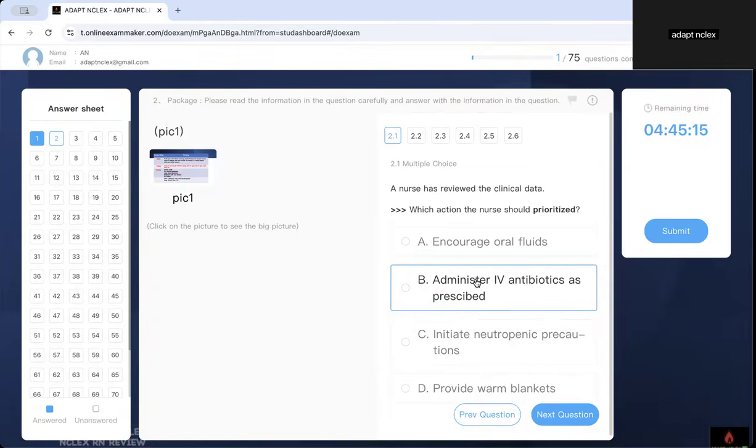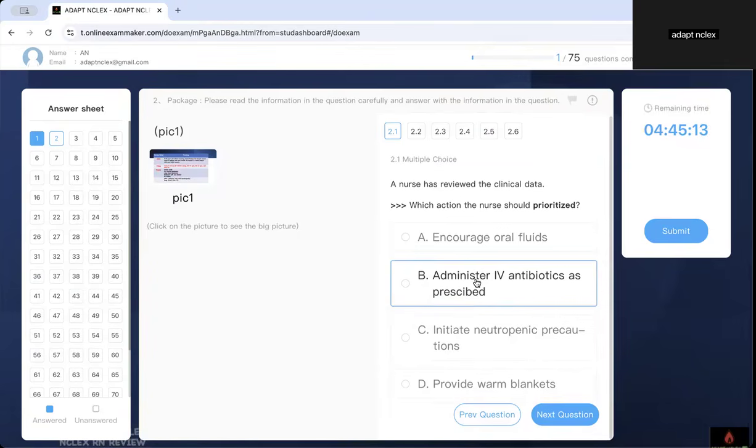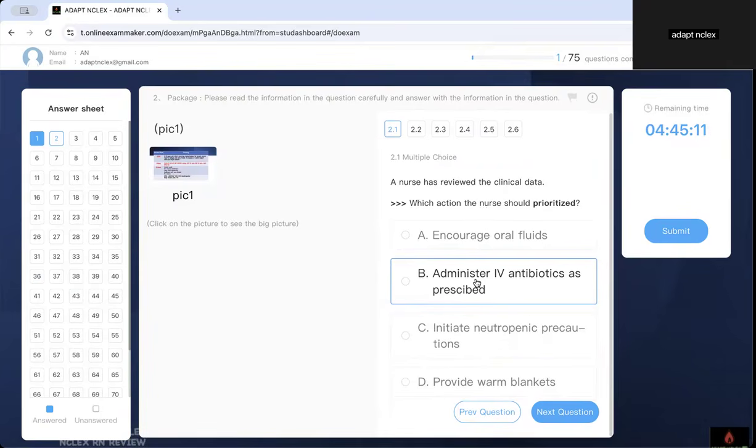The nurse has reviewed the clinical data. Which action should the nurse prioritize? Chemotherapy patient with infection. That's all you care about. Take that information and use it to answer every question. Chemotherapy, infection, fluid. I don't care about it. Antibiotic as prescribed. Okay, do I need a culture first? Initiate neutropenic precautions. It sounds much better.